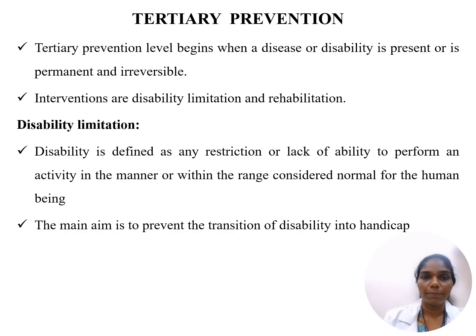Next, we'll move on to tertiary prevention. What we have seen in primordial prevention is controlling the risk factors itself, before occurrence. Primary prevention is preventing the disease before the disease occurrence. And secondary prevention, the disease has already occurred, but still we are preventing the patient from the complications.